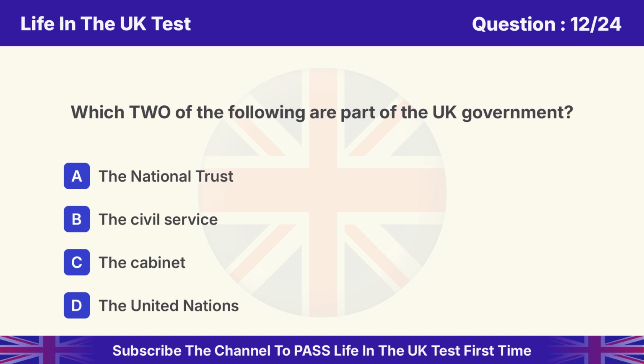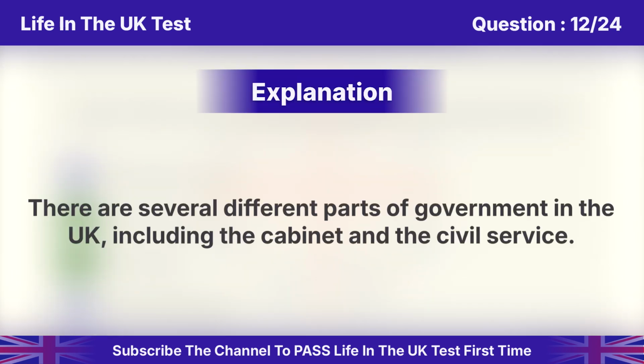Question 12. Which two of the following are part of the UK government? Option A, the National Trust. B, the Civil Service. C, the Cabinet. D, the United Nations. Answer is B and C, the civil service and the cabinet. There are several different parts of government in the UK, including the cabinet and the civil service.